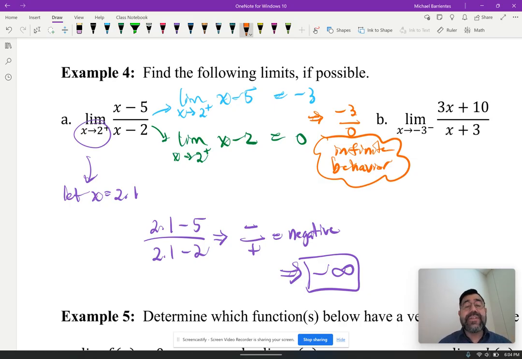I really don't care what the answer is. I just care about what the sign is, to see if it's a positive or a negative infinity. We'll do some more examples here in video 3.